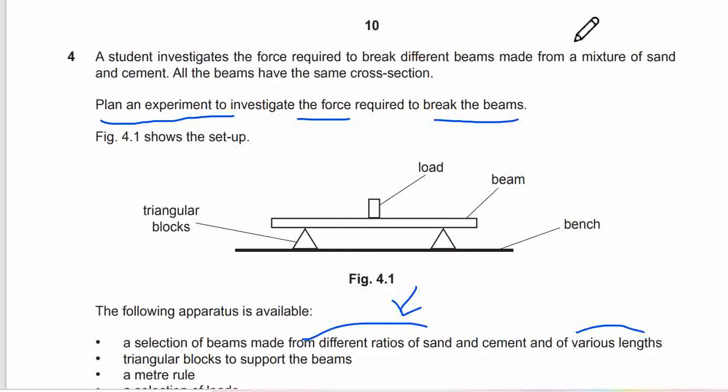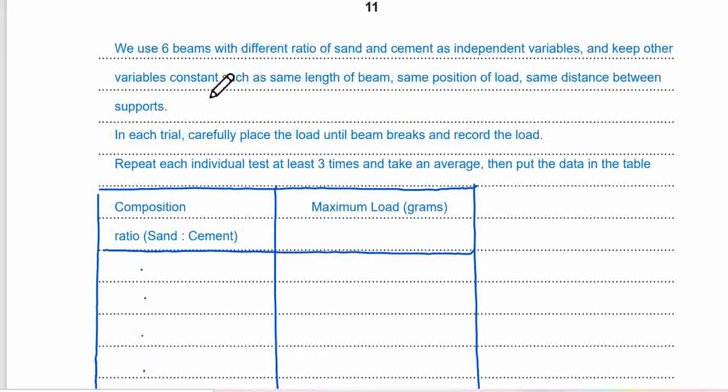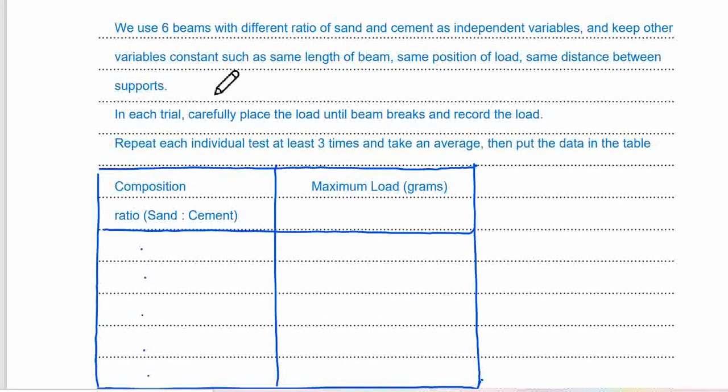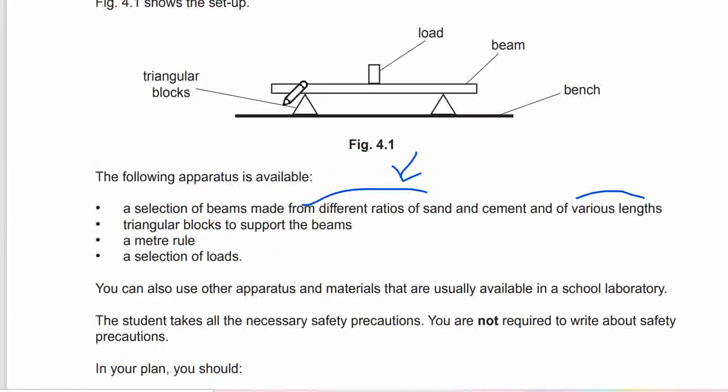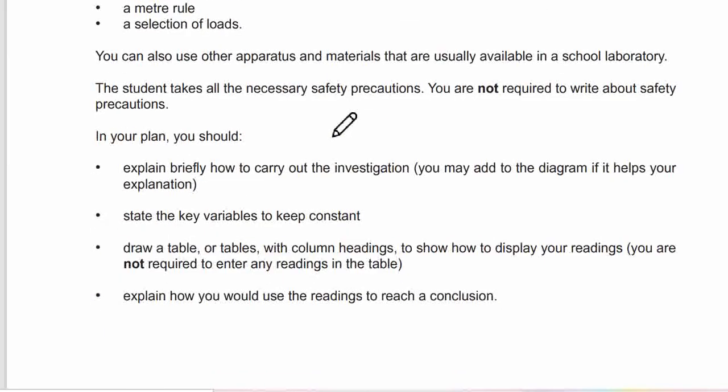So we sum up our answer. So here's what we want, an example of what to write. We use 6 beams with different ratio of sand and cement as independent variables, and keep other variables constant, such as the same length of beam, same position of load, same distance between supports. So this has to be kept the same distance between the supports.